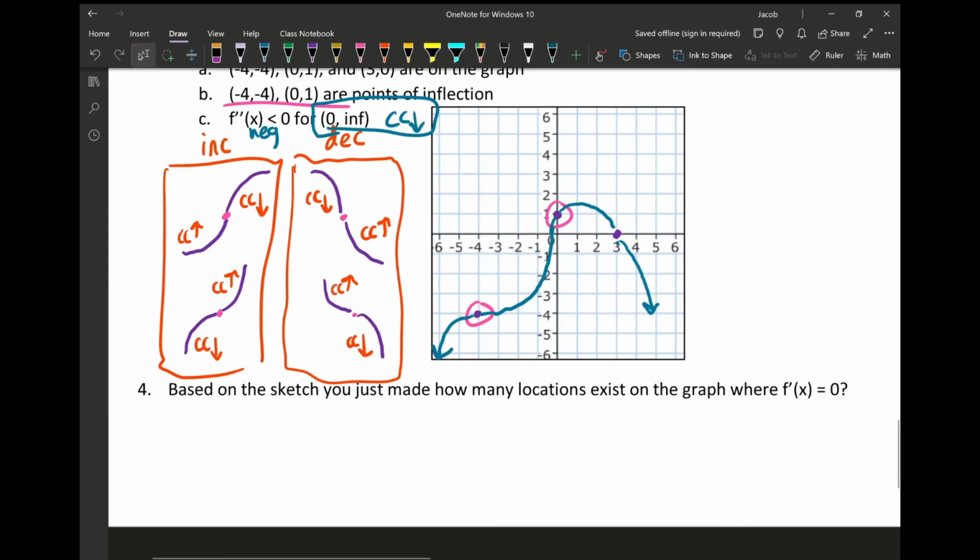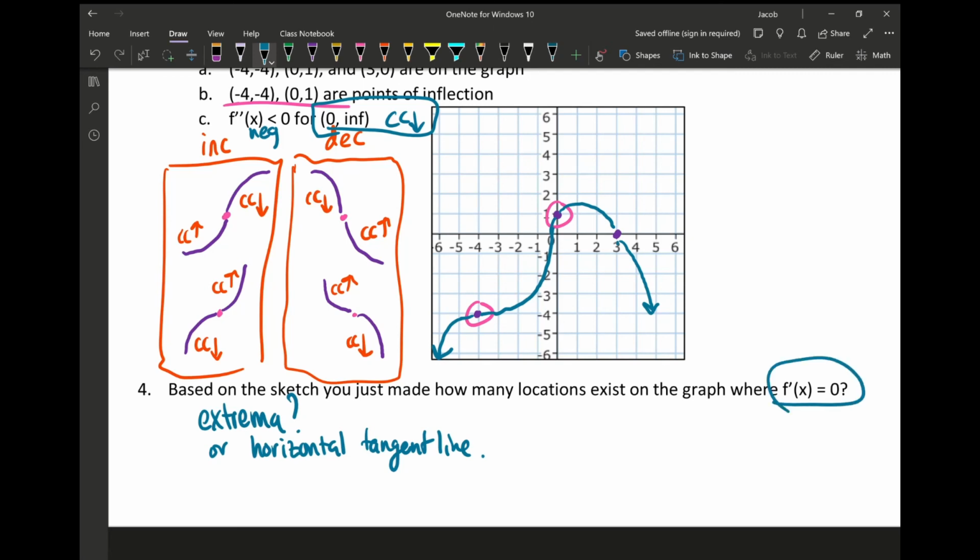All right, now based on the sketch you just made, how many locations exist on the graph where f prime of x is equal to 0? Or in other words, there's an extrema or horizontal tangent line. That's what it means when f prime of x equals 0. And we can pick these out. We've got a horizontal tangent line around here. It looks like there could be one at that spot.